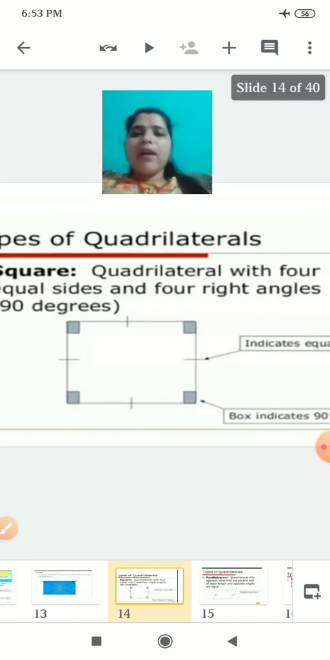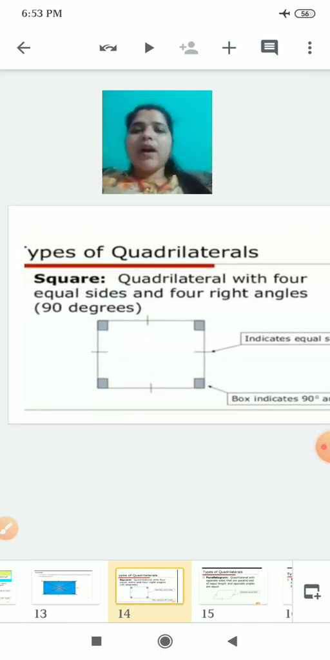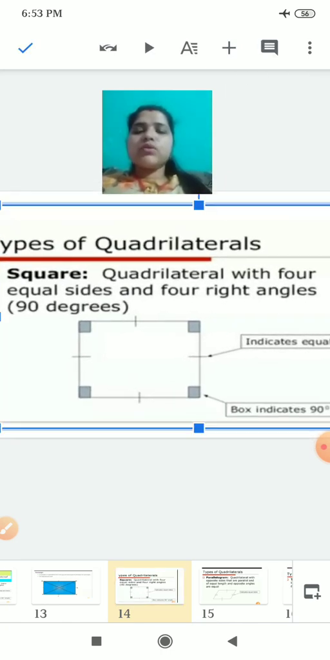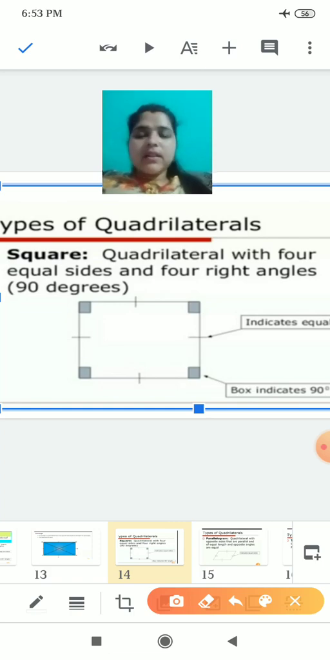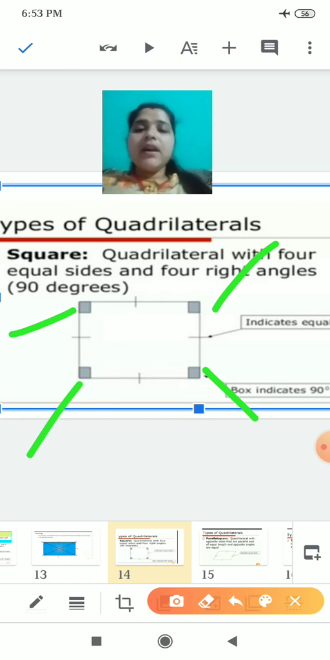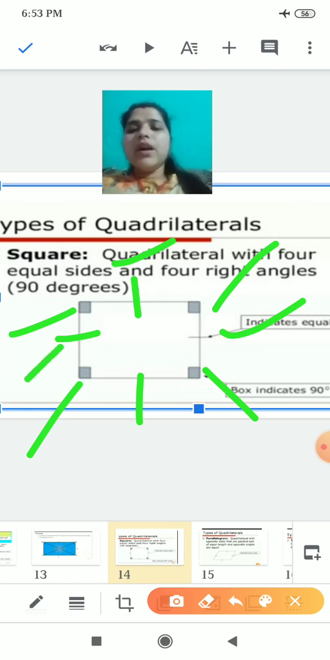Now we have another type of quadrilateral, the square. What is the property of a square? A quadrilateral with four equal sides and four right angles. It means it is the same as a rectangle. All four angles are 90 degrees, but one difference is that it has all four sides equal. इसकी सब sides equal होते हैं. If this is 4 centimeters, this will also be 4 centimeters, this will also be 4, and this will also be 4 centimeters. And all its angles are 90 degrees.